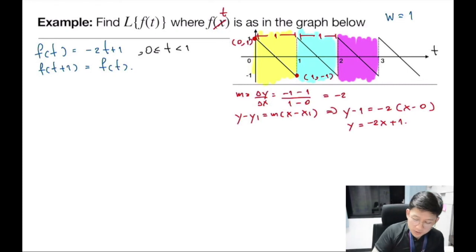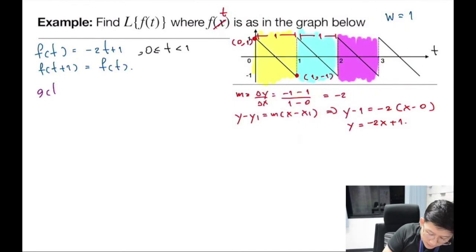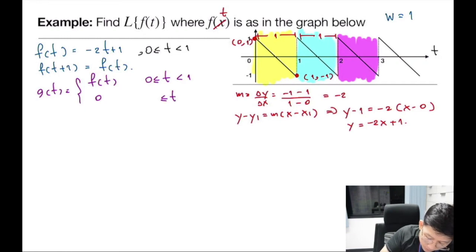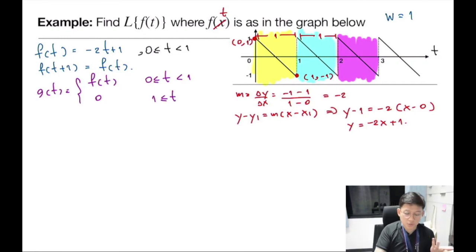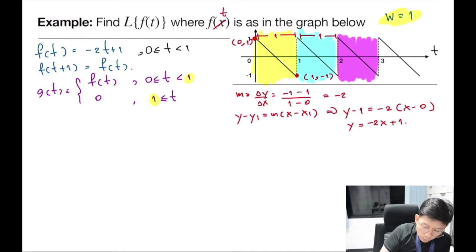So next we need to define g(t), which is f(t) when t is less than 1 and bigger or equal to 0, and 0 if t is bigger or equal to 1, because guys, don't forget, right now our w is 1. Next we would have that f(t) is minus 2t plus 1, right? And 0.